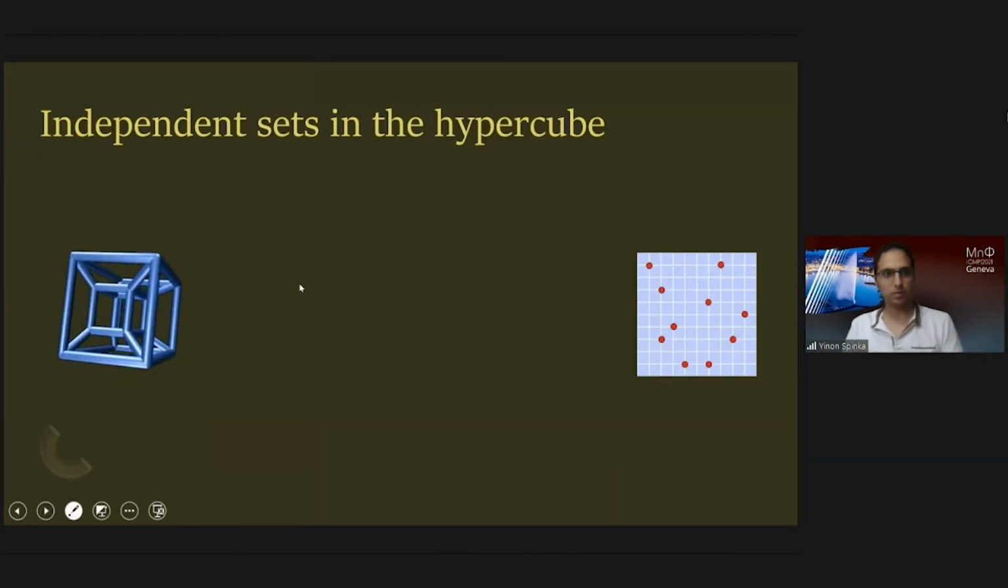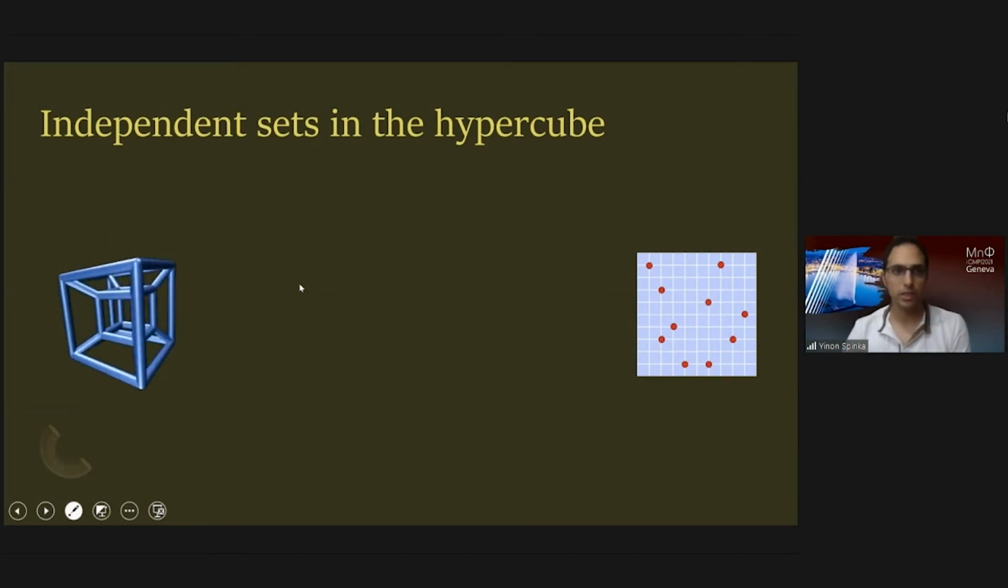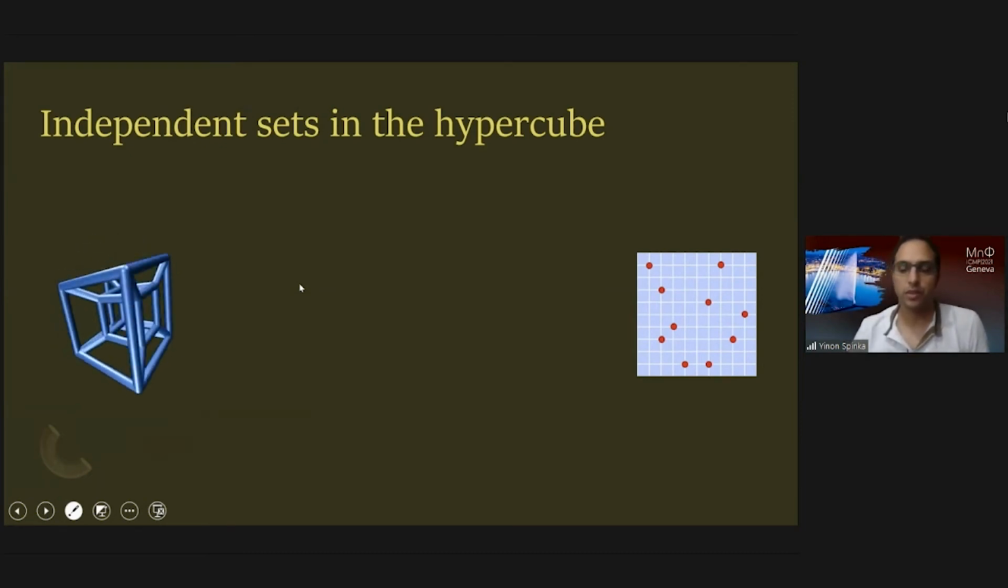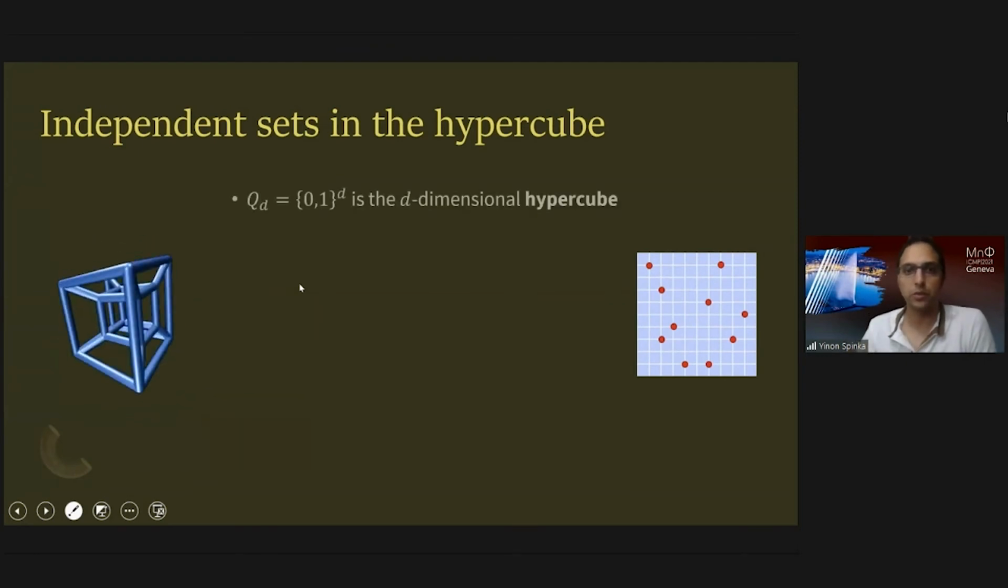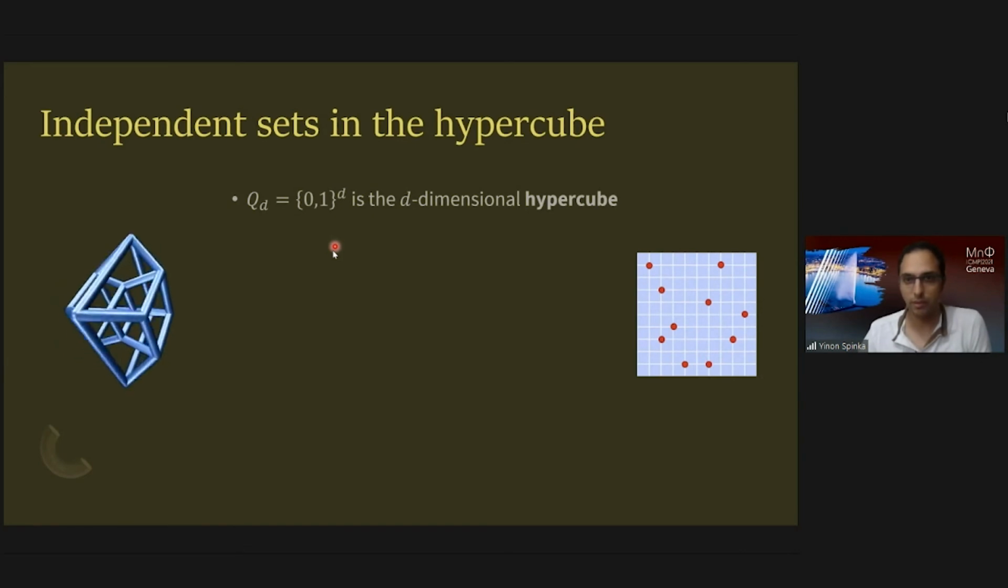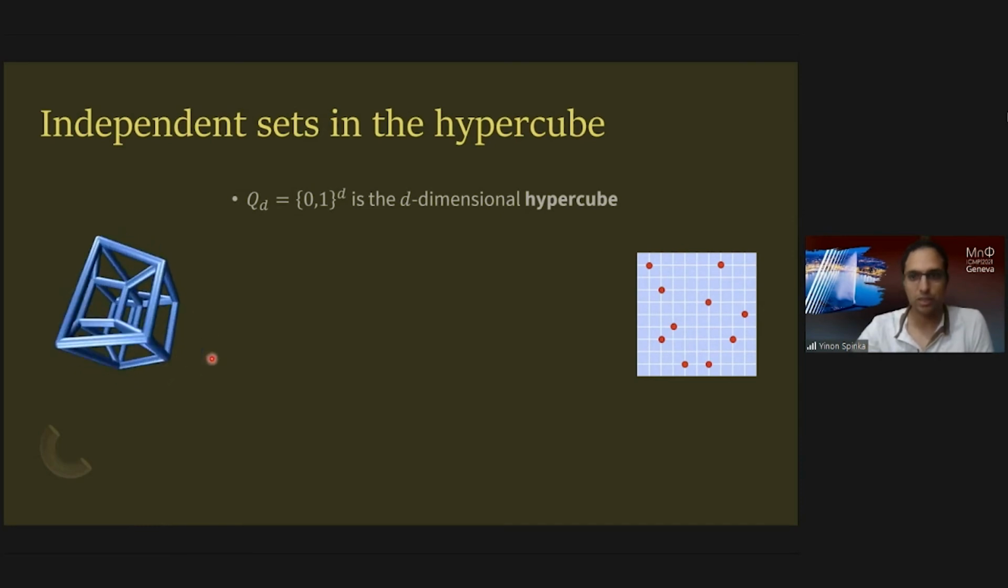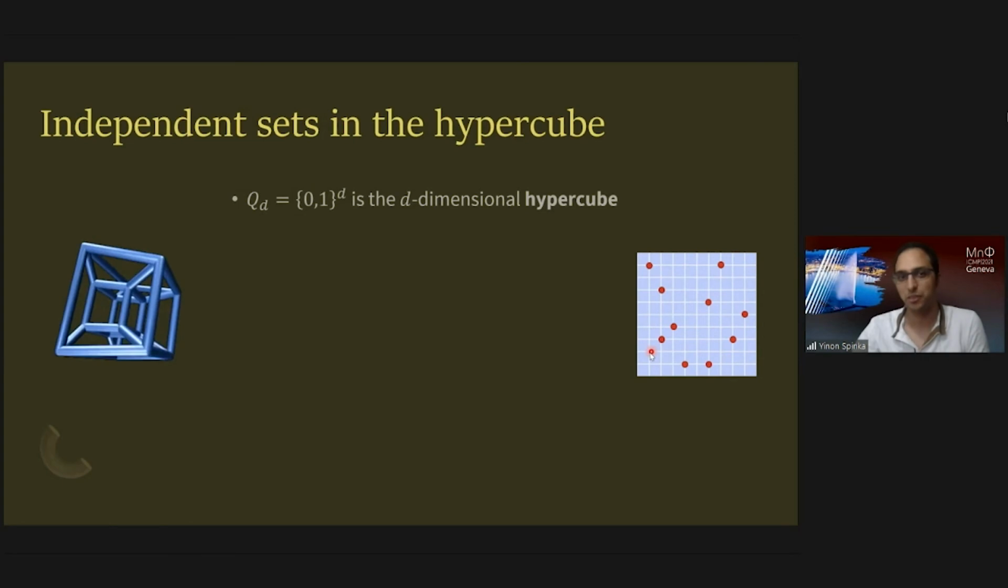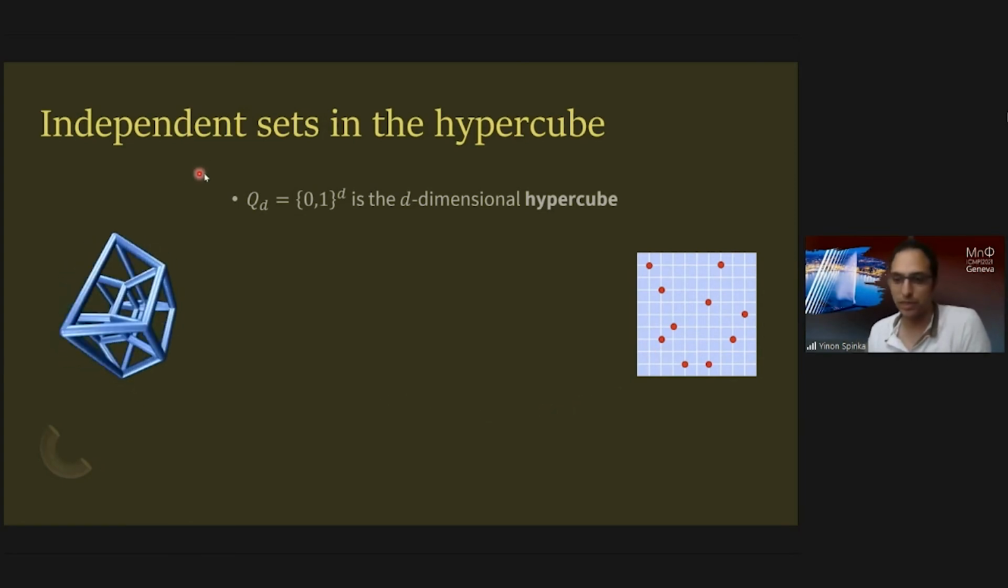All right, so let's begin with some quick definitions. So we're talking about independent sets in the hypercube. So let's begin with the hypercube. The hypercube is just {0,1}^d. This is the d-dimensional hypercube. Of course, it's hard to draw this in pictures, so I'll just use the 2-dimensional lattice as a sketch for the pictures, but I actually have the hypercube in mind.